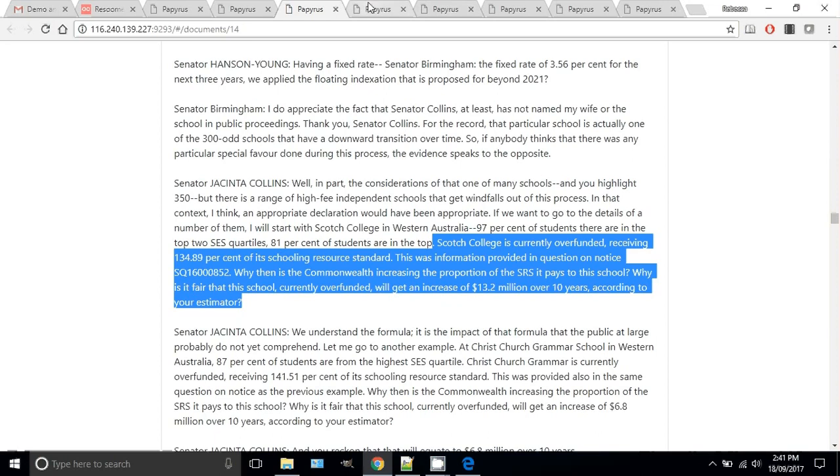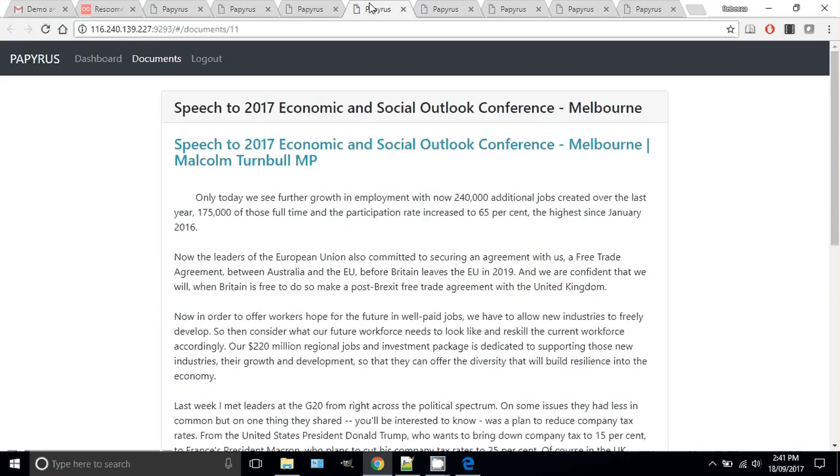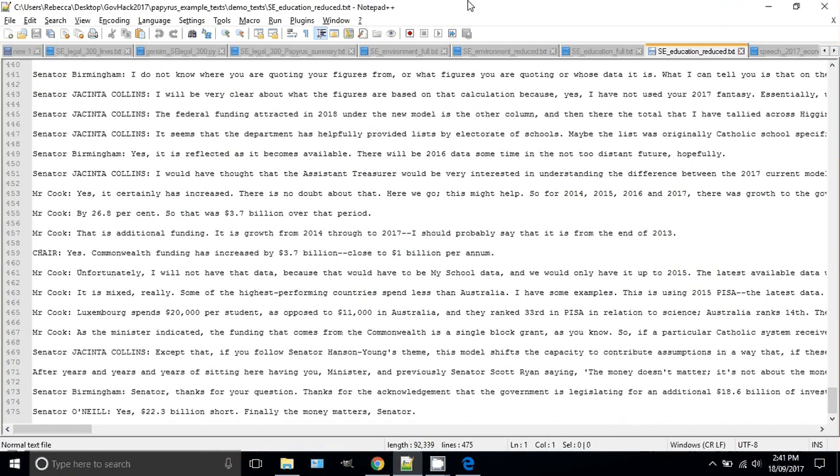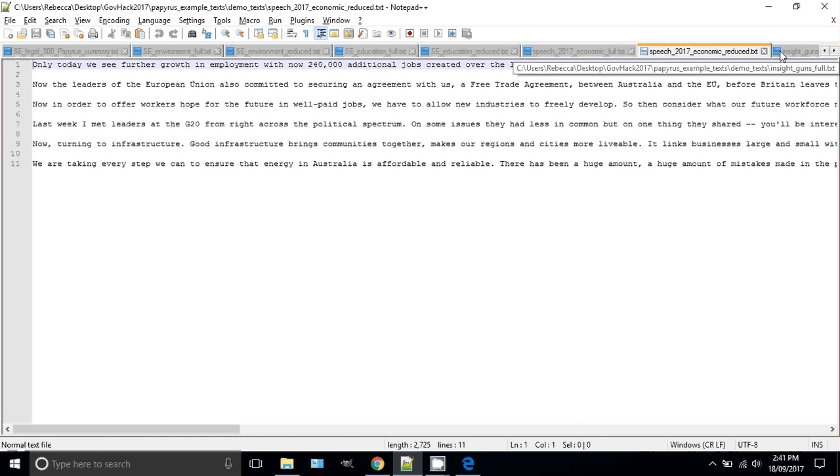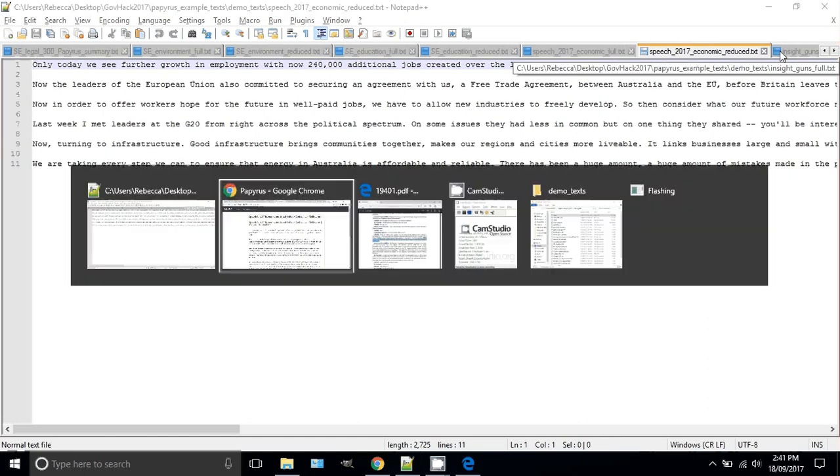Another example is this PM speech here. From the Papyrus summary, we can gather some really important information, from job investments to infrastructure investments to a free trade agreement, to the leaders of the world all unanimously agreeing at the G20 meeting that they want to give further corporate tax cuts now and into the coming years. And this reduces the text from 165 lines down to 11 lines, so it's quite a reduction.